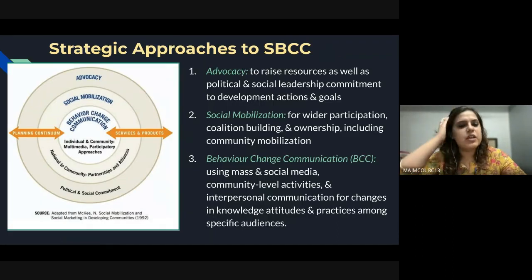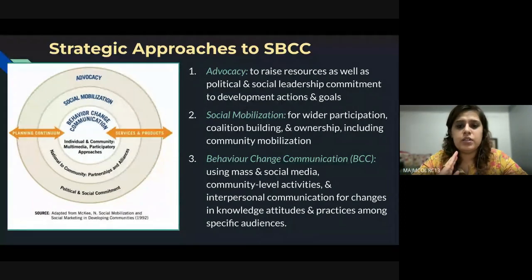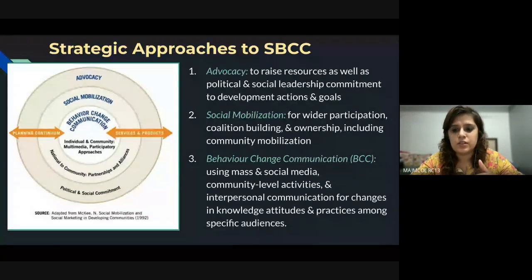Now, these are the three approaches to social and behavioral change. Without combining these three, we would not be able to achieve social and behavioral change. The first element I would talk about is behavioral change, which is the third.